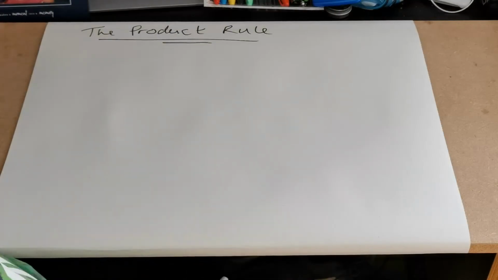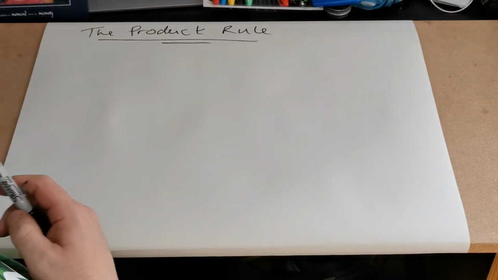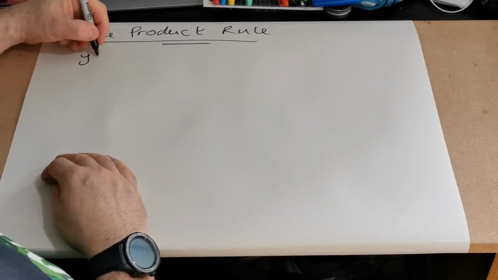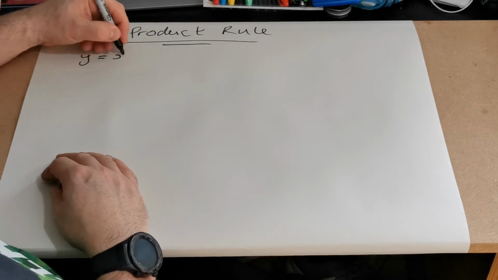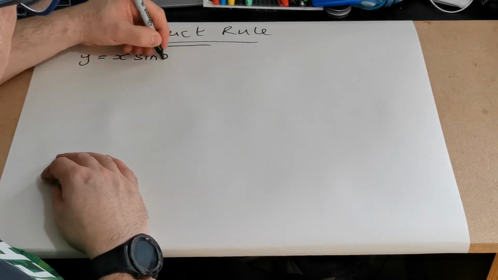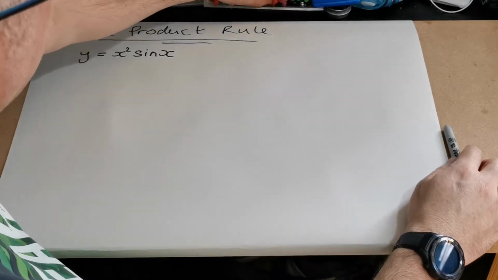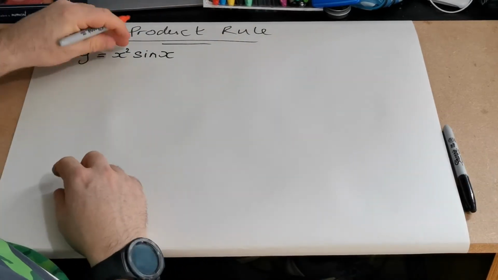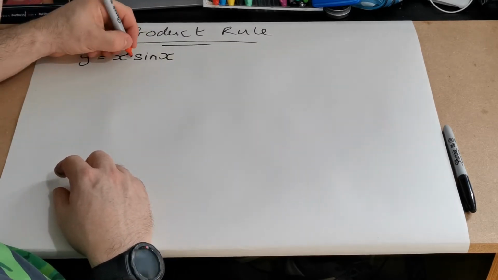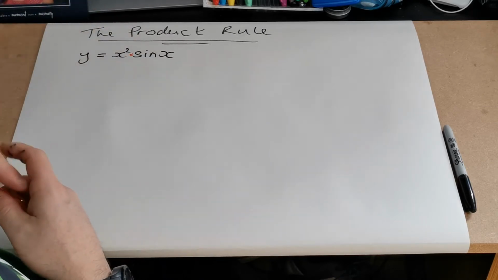Hi guys, today we're going to move into some more complicated differentiation, and I want to look at how we might differentiate something like x squared sine x. Now this is called the product rule because it's the product of two functions. So you get your x squared function and your sine function and you're multiplying them together, and that's what we're thinking about when we're thinking about product.